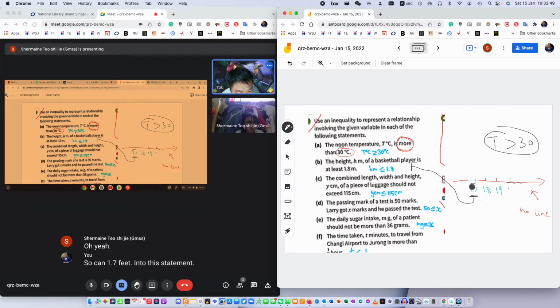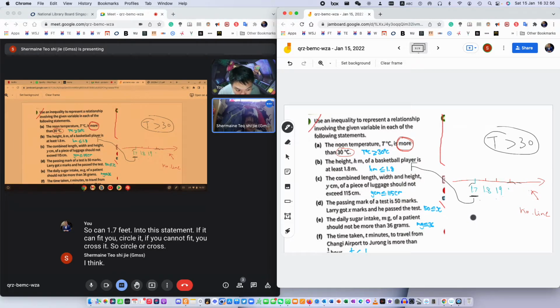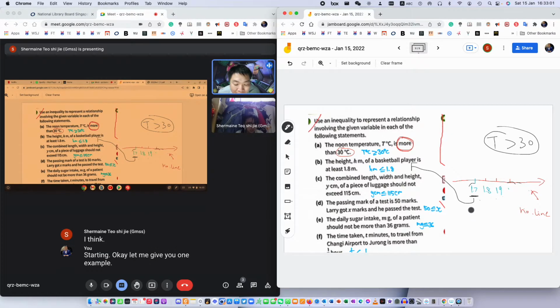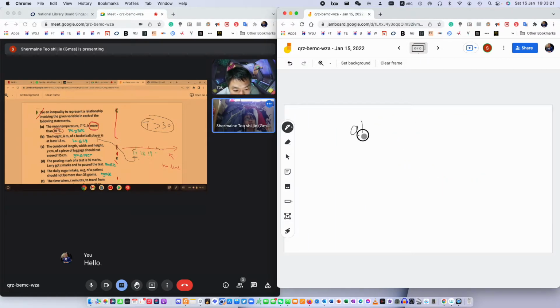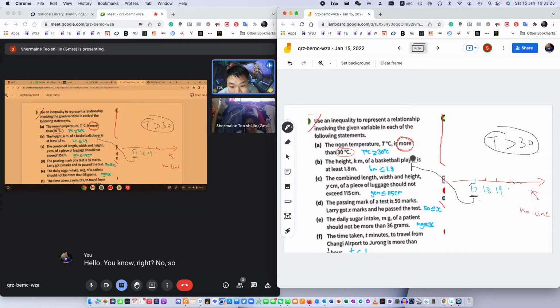If it can fit, you circle it. If it cannot fit, you cross it. So circle or cross? I think can. Starting, okay, let me give you one example. You have at least $2, so you have $1. So does $1 fit into this at least $2 statement? No, right? So no means you cross out the $1.